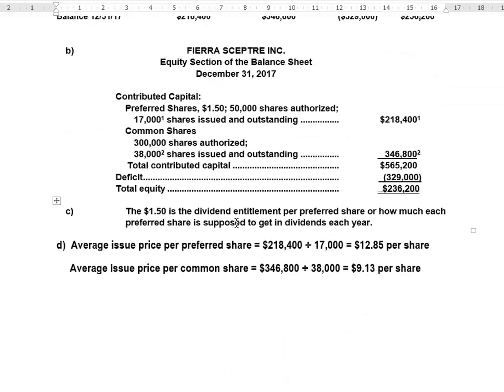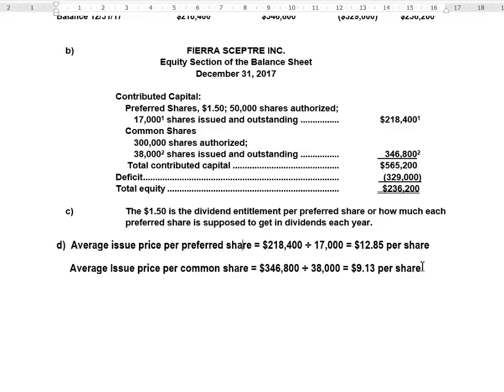So we've already discussed C, so let's look at calculating the average issue price per preferred share and per common share. The reason I make you do this is because when we start talking about repurchasing or buying back shares, a company is going to buy them back at the market value, but they remove them from their books at the average price paid by investors when those shares were issued. So we need to get you used to doing an average issue price calculation to get you ready for what's coming up in our course.